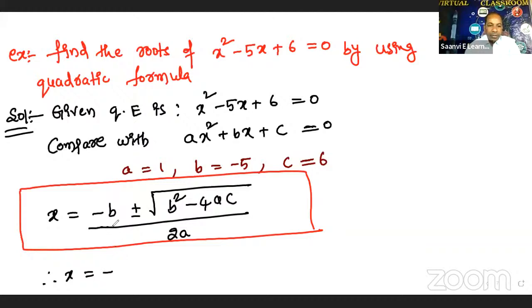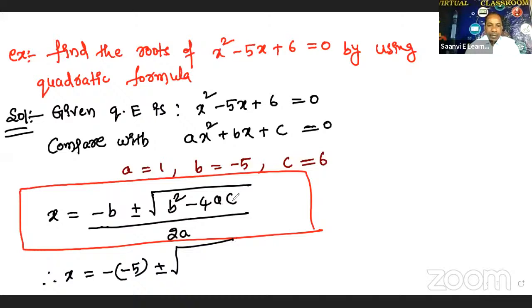Next, b value. What is b value? B value we have -5. So for b value write -5. Here see, double minus symbols came. So put bracket for b value. Why? Because one minus symbol is from the formula, so we have written it as this. Next to that, the b value -5. Double minus symbols are there, so we should keep a bracket.